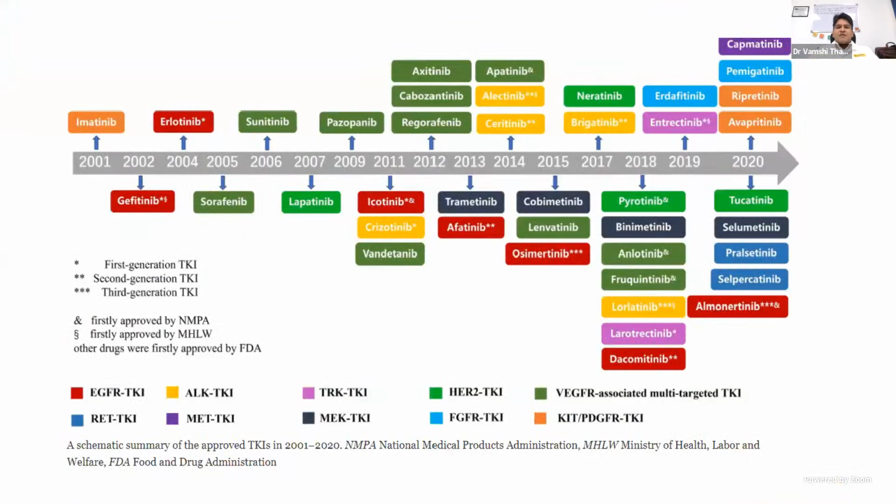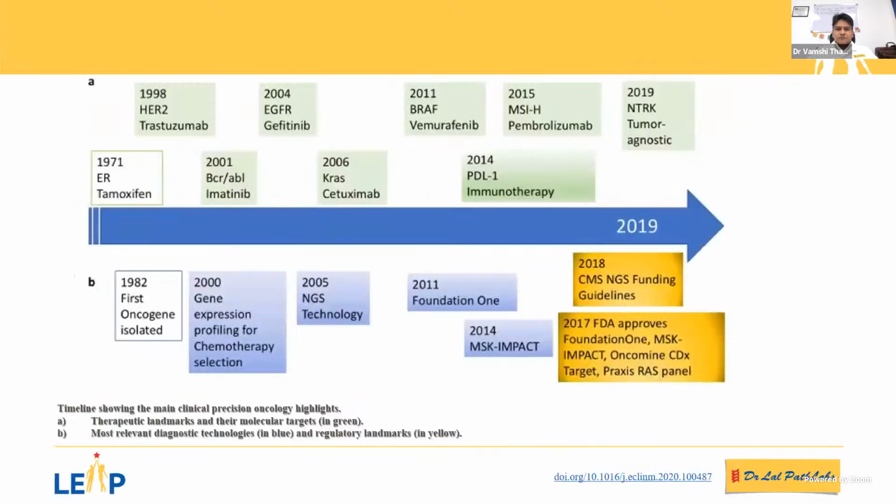Over the past 2 decades, there have been more than 40 drugs approved for EGFR, ALK, RET, MET, and other alterations. And if you look at the green ones, these are the landmark therapeutic molecular targets. In 2004, it was EGFR. In 2011, BRAF. And now in 2019, it's the NTRK fusions, which are preferably tumor agnostic, not only in non-small cell lung carcinoma, but also in any other solid tumors.